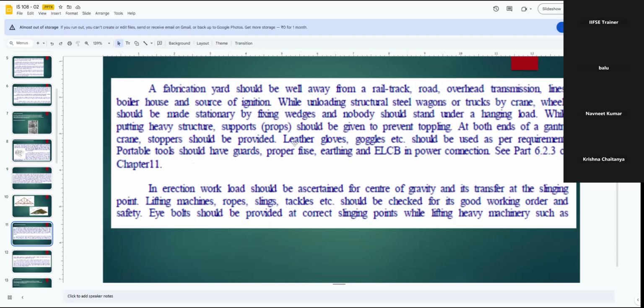Stopper should be provided, or leather gloves, goggles, etc. should be used as per the requirement. Portable tools should have guards and also proper fuse, ELCBs in the power connections, etc.